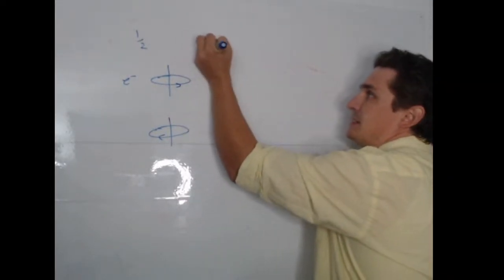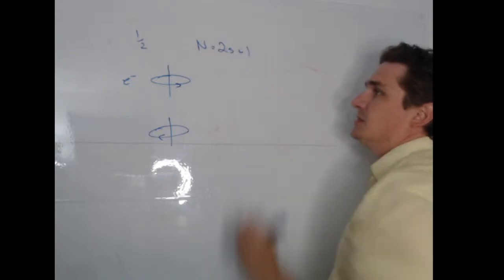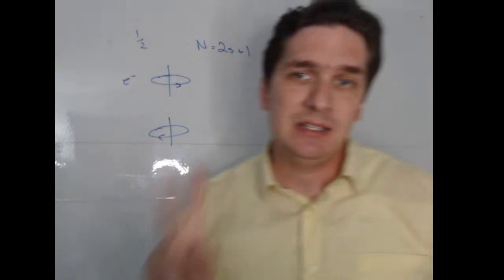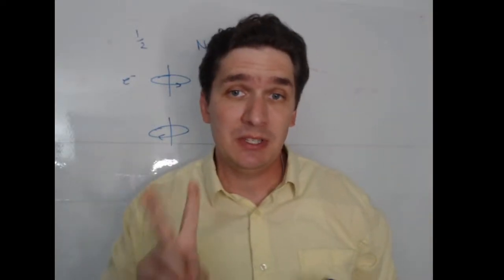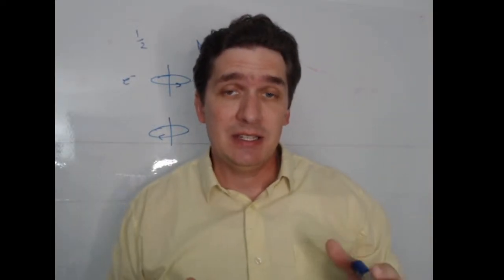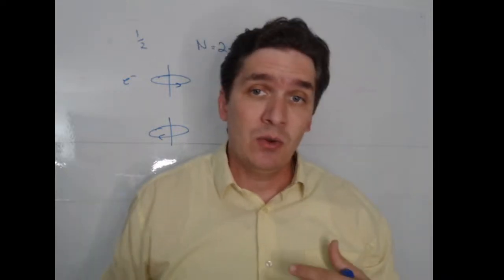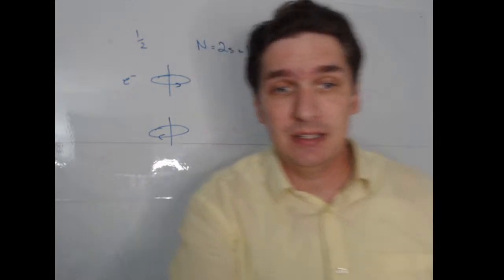The number of stable spin states is twice the spin plus 1. So if we have a spin of 1/2, 2 times 1/2 is 1, plus 1 is 2. It means that in a magnetic field, there are two ways we can orient the electron in this spin state, and it would be stable. So that would be spinning clockwise or counterclockwise relative to the magnetic field.